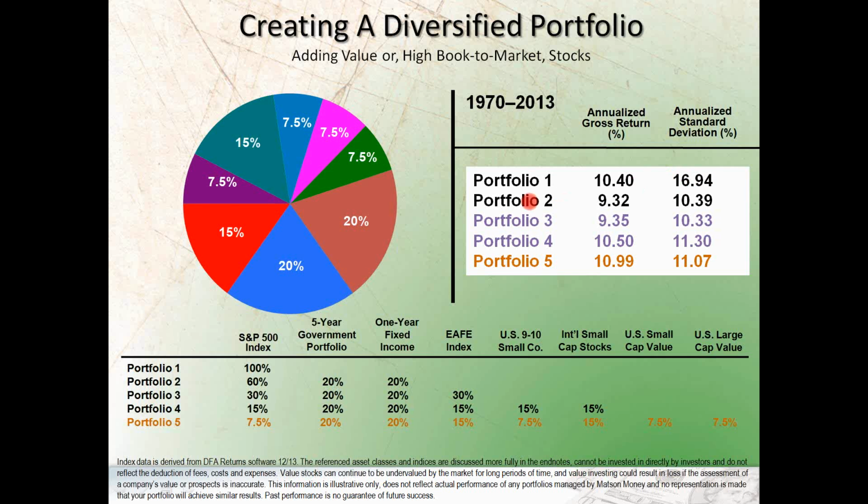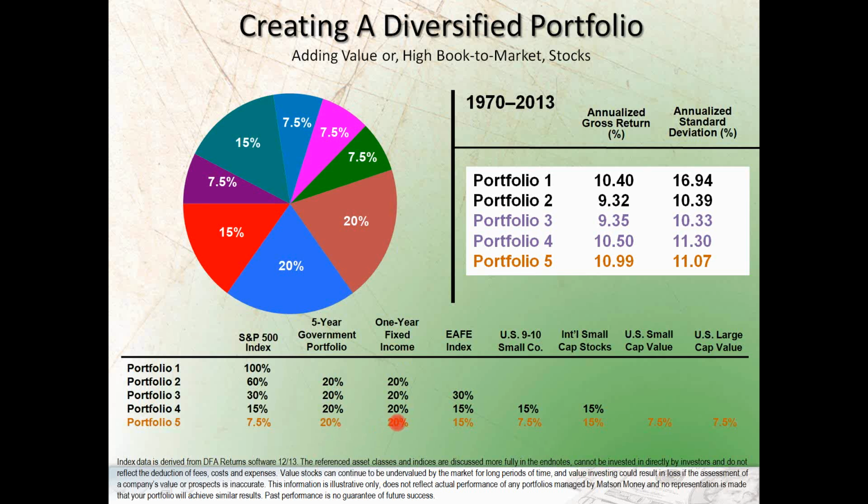But let's look at portfolio 5. When we diversify this from just U.S. large, we reduce that to about 7.5%. And what else do we do? We pick up 40% of the portfolio in fixed income, 5-year government bonds, and 1-year fixed income. So we have reduced the volatility in this portfolio by putting in more fixed income.